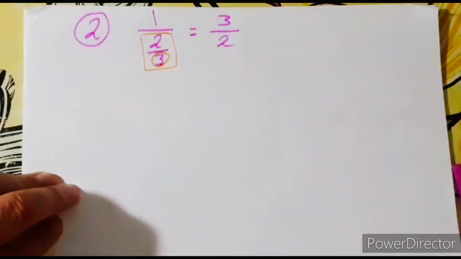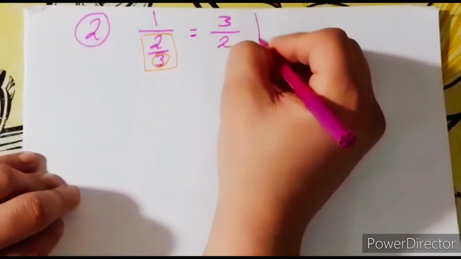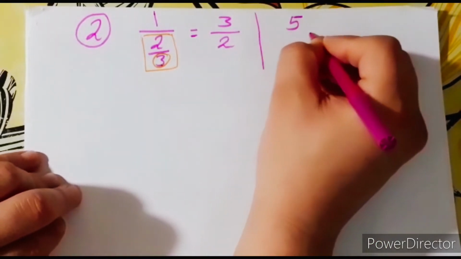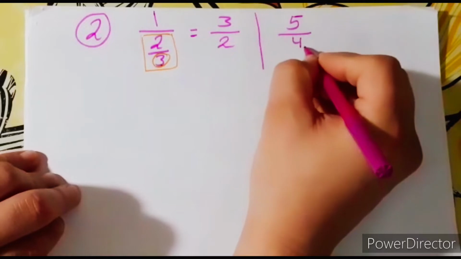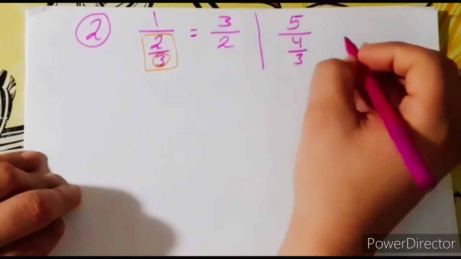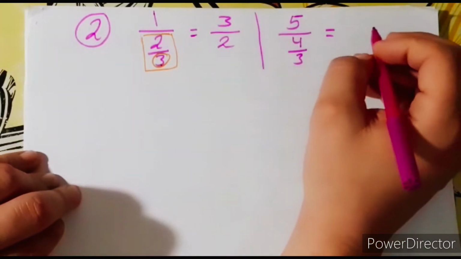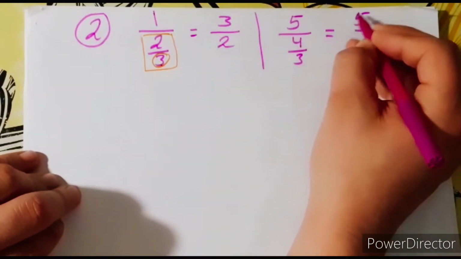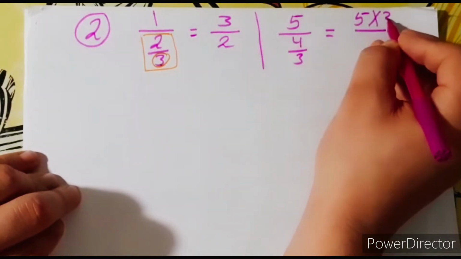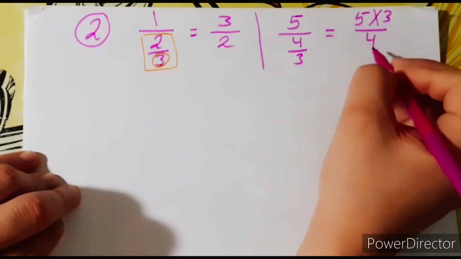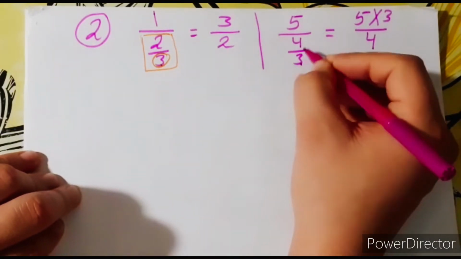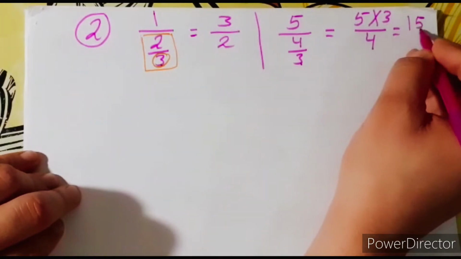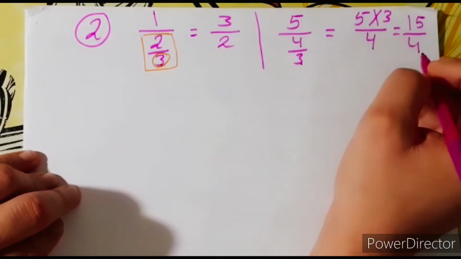Another example: 5 over 4 over 3 equals what? Very good. 5 multiplied by 3 over 4, because the denominator of the denominator is the numerator, equals 15 over 4. Okay?